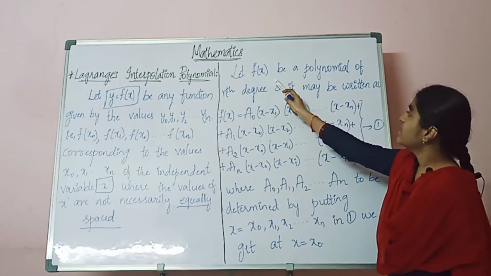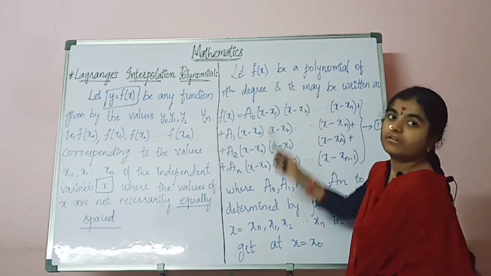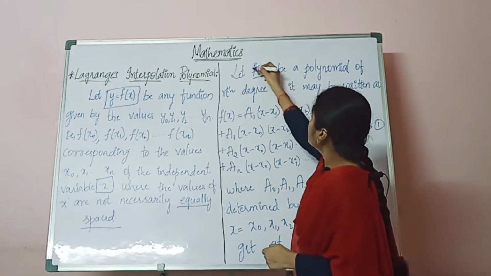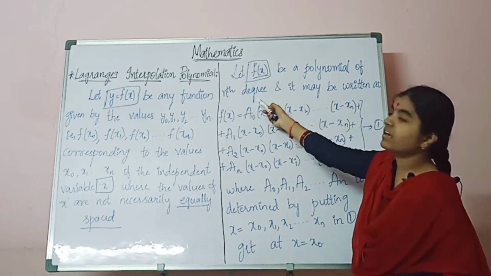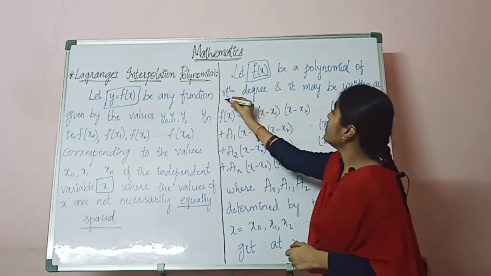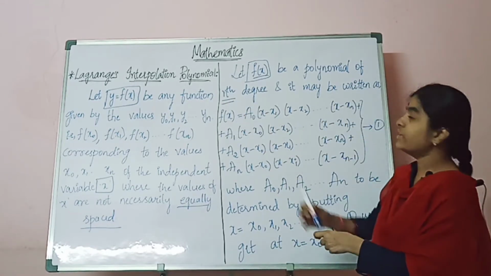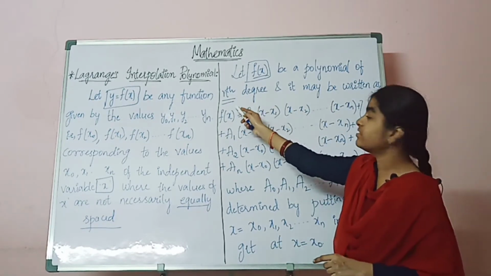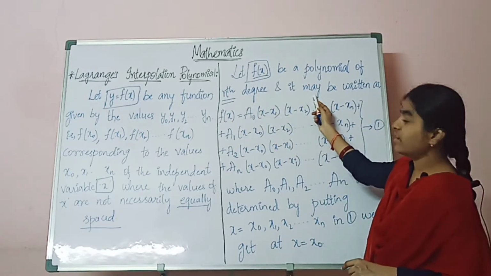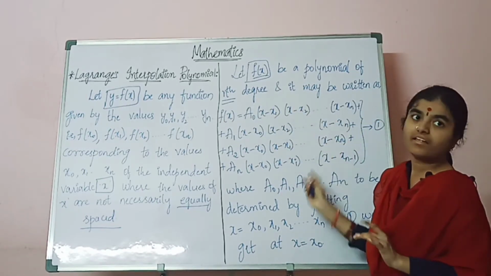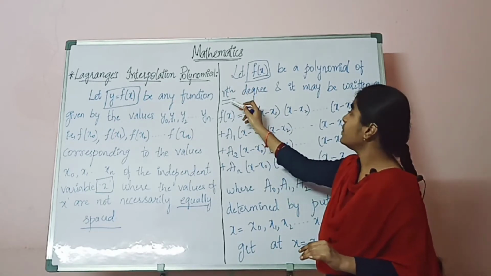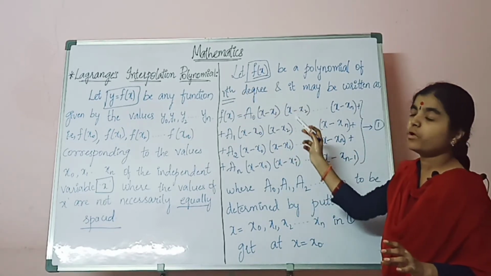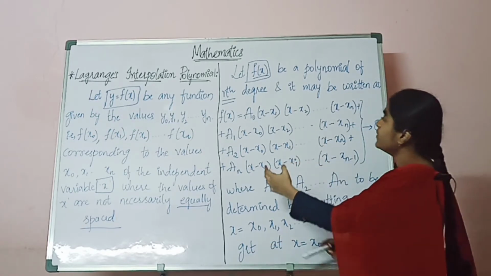Now let f of x be a polynomial. f of x should be a polynomial of nth degree. Which degree are we taking here? nth degree. So f of x is a polynomial of degree n, and it may be written as follows. So how can we write it here?